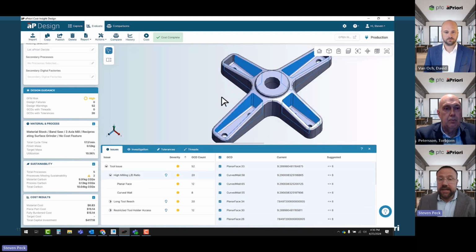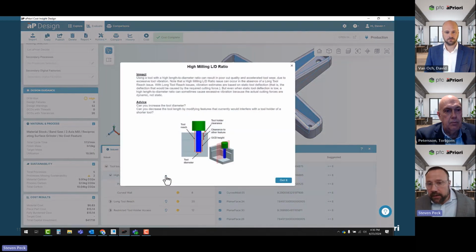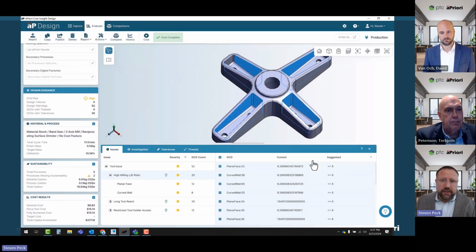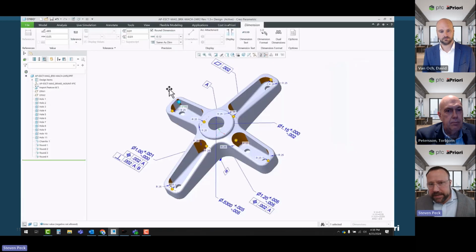So in this case here, we're bubbling up information about length to diameter ratios. Those pockets, in order to mill those out, we have some information here for the new engineers that don't really understand fully manufacturing, why that's a problem. Basically, there's a long skinny end mill needed to manufacture that process.